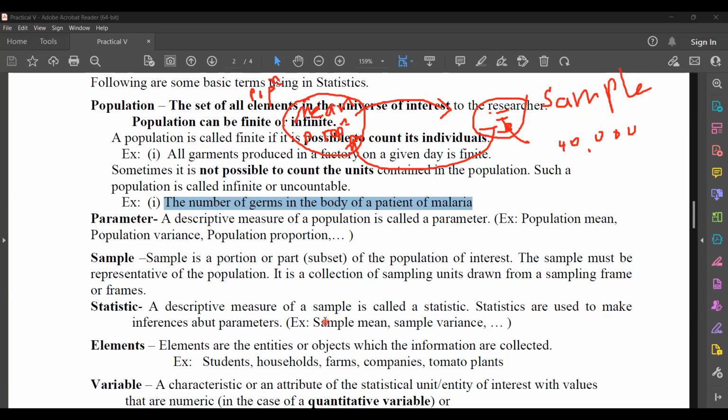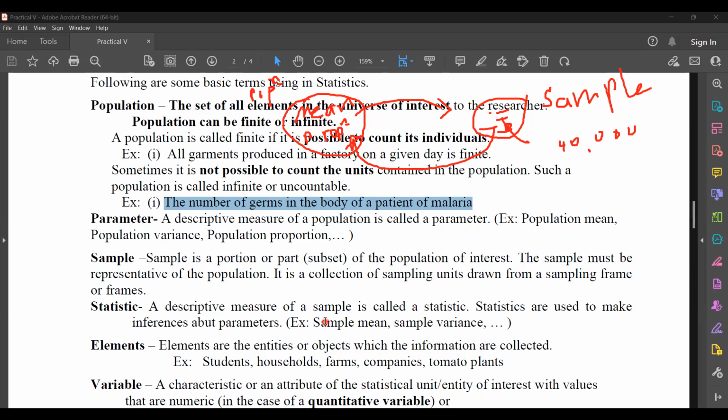And in the second example I gave you, if I want to get the average weight of the students in your class, what are the elements in that example? Students are the elements. We collect data from students. So students are the elements, right?